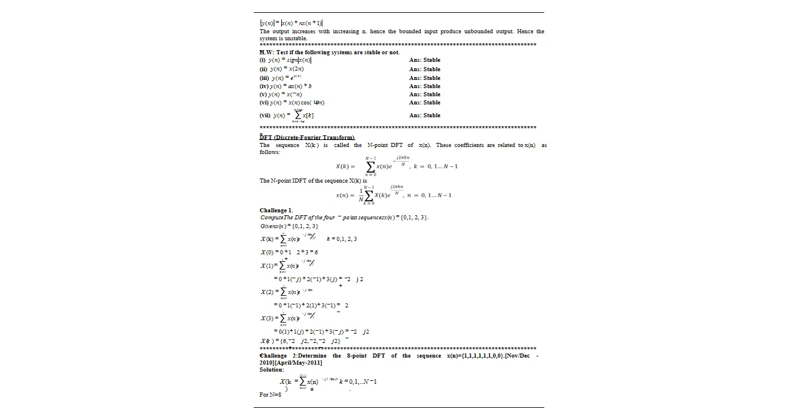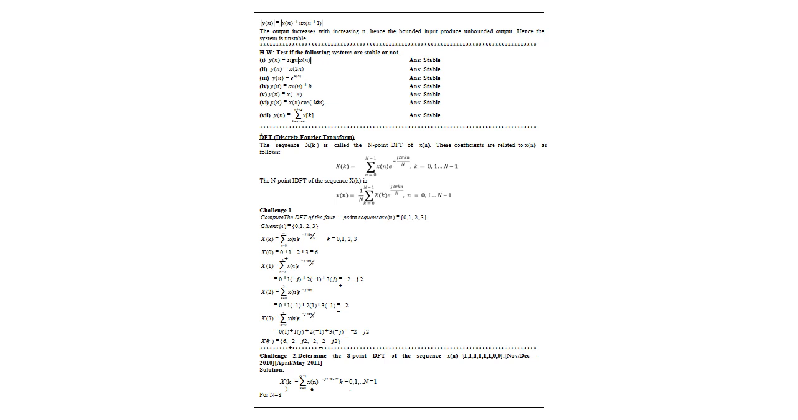Next is the discrete Fourier transform. That is, the sequence x of k is called the N-point DFT of x of n. So these coefficients are related to x of n as follows. That is x of k is equal to the summation from n equal to 0 to N minus 1 of x of n into e power minus j 2 pi k n by N, where k is 0, 1, etc. up to N minus 1. So the N-point IDFT of the sequence is x of n is equal to 1 by N summation k equal to 0 to N minus 1 of x of k e power j 2 pi k n by N, where n is equal to 0, 1, etc. up to N minus 1.